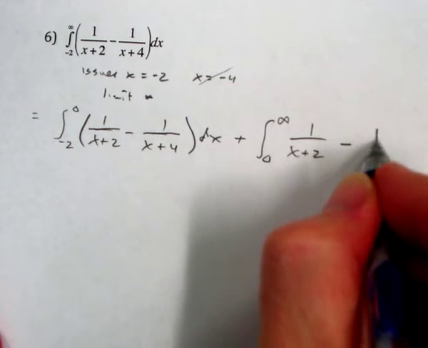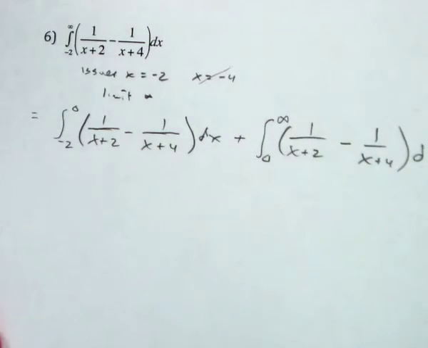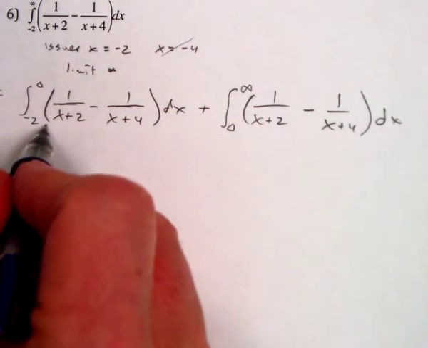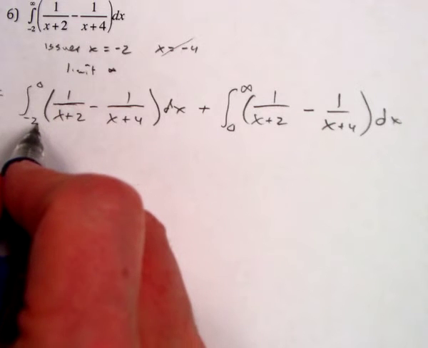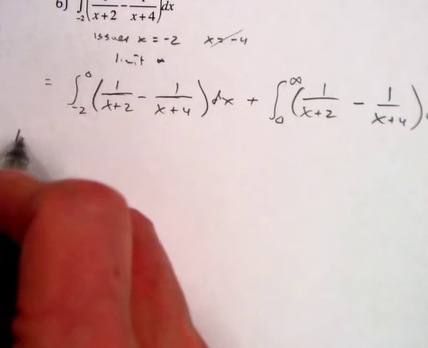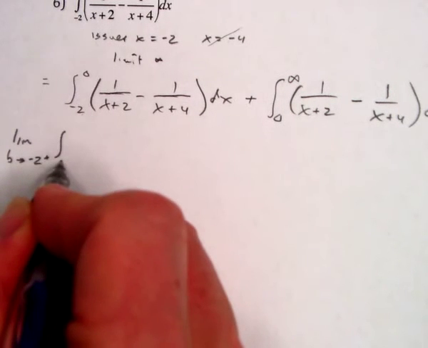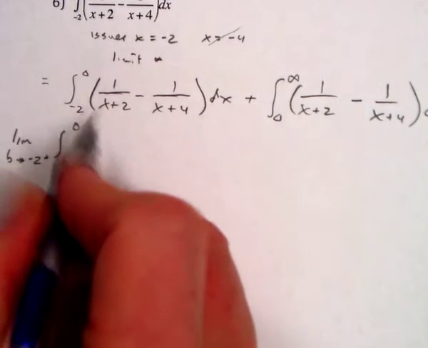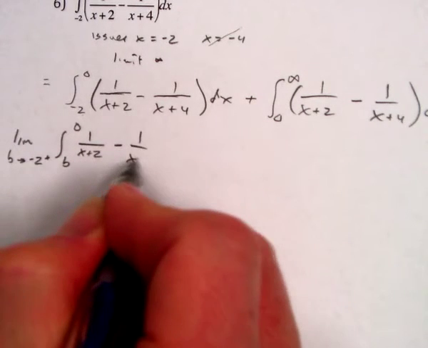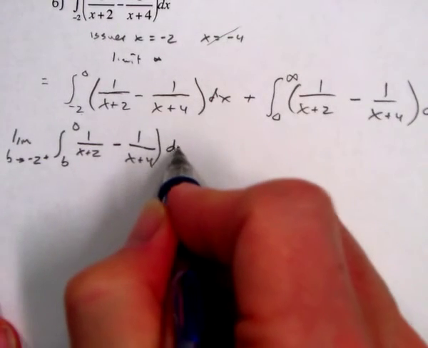It doesn't really matter because there's no problem in between. So just like we did before, let's deal with one part of it. So let's deal with this first part. We're going to find the limit as b goes to negative 2 from the right-hand side of the integral from b to 0 of 1 over x plus 2 minus 1 over x plus 4 dx.